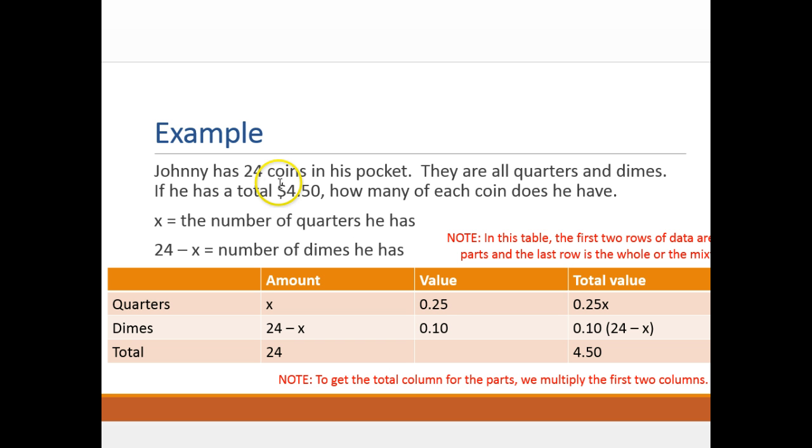Here's an example. Johnny has 24 coins in his pocket. They are all quarters and dimes. If he has a total of $4.50, how many of each coin does he have? Well, we're trying to figure out the number of dimes and the number of quarters.